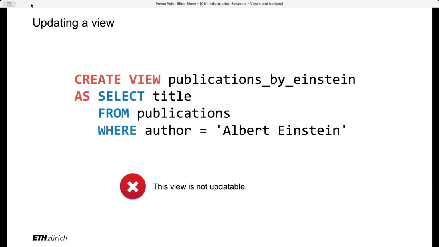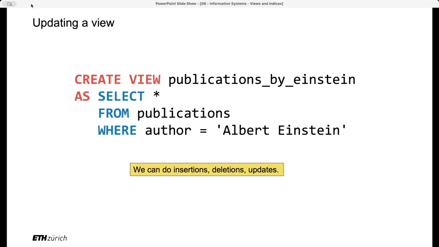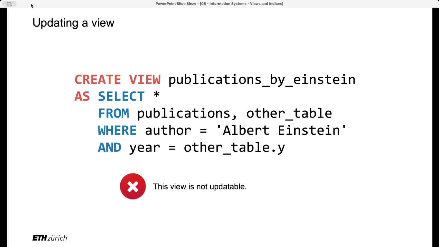Right. Does it make sense? Yeah. So this is the idea. Sometimes it works and sometimes it doesn't work, right? So this one, for example, is a more complex view that is joining with another table. That's too complicated. Adding something to the join would have to propagate it to the other tables.